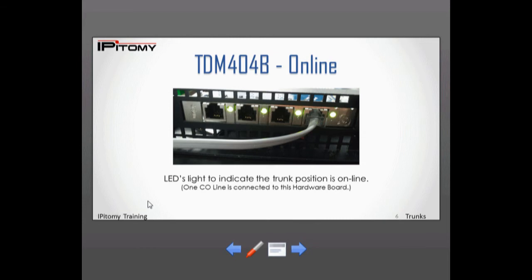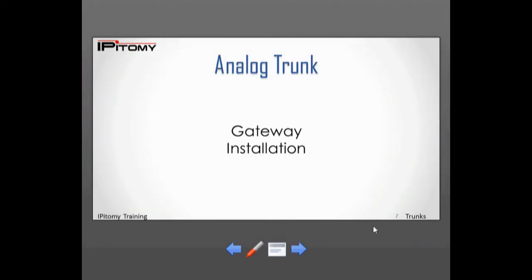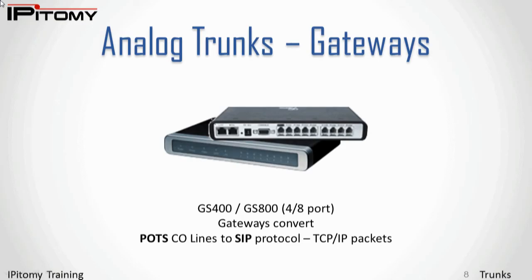When we clicked on the Restart PBX Services button, the LEDs on the analog card we installed turned on to indicate that they are recognized by the PBX. Notice that I have only one CO line connected. Another option for connecting CO lines to the IPitomy IP PBX is to use a gateway. A CO line gateway converts a CO line or analog trunk into a digital signal that can be used on the IPitomy PBX. There are two gateways available, a 4-port and an 8-port.